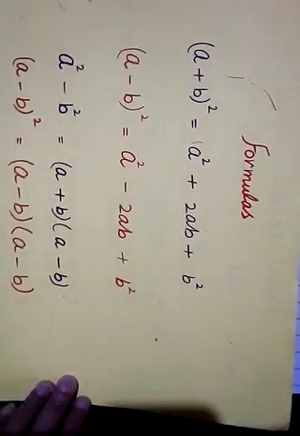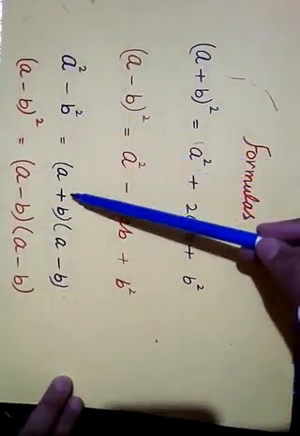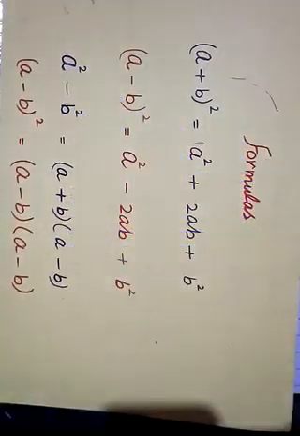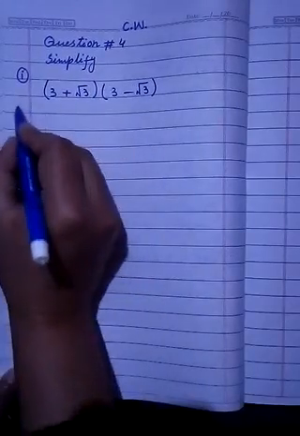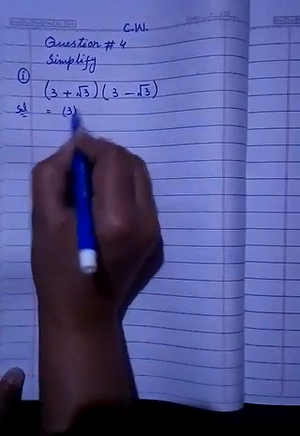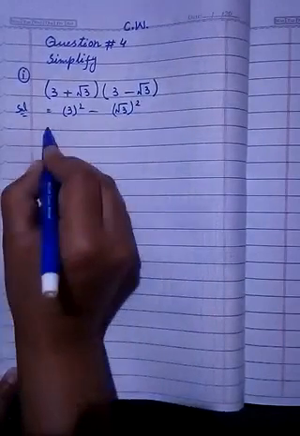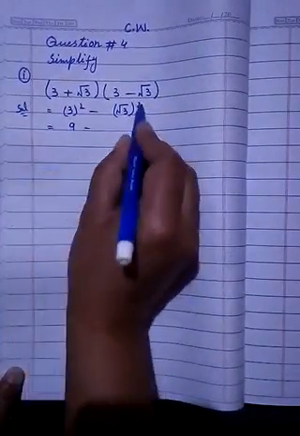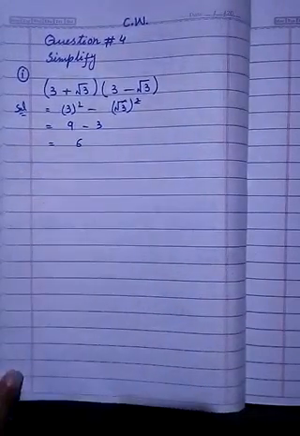Now in this question you have to apply the third formula: a square minus b square equals a plus b into a minus b. One time plus, second time you write minus. So you can write here, that is the solution: 3 whole square minus under root 3 whole square. Now 3 threes are 9, and the square cancels with under root 3, so the answer equals 6. Now the remaining parts will be homework.